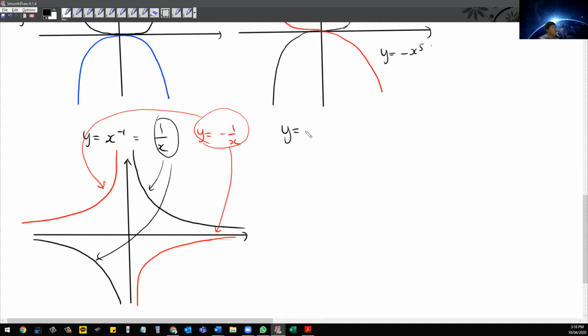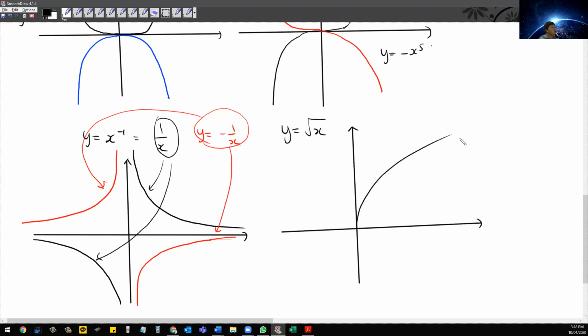And when you have y equals square root of x, then it just looks like this. Now there's a bit of variety for this equation. You may have y equals root of x, negative root of x, root of negative x, and the negative root of negative x, okay? So there are 4 of those. So I'm going to call this one 1, 2, 3, 4, okay?